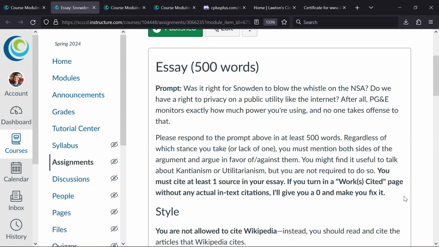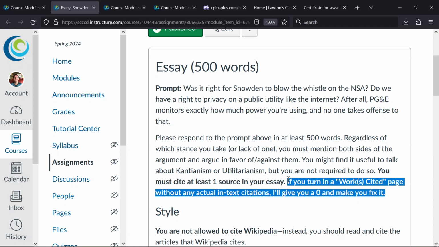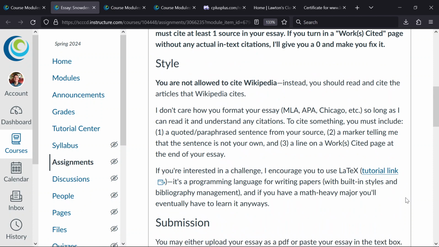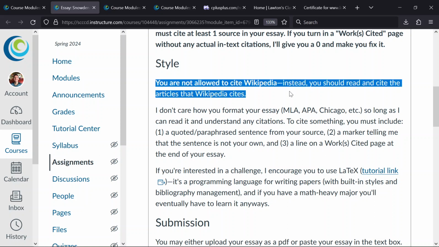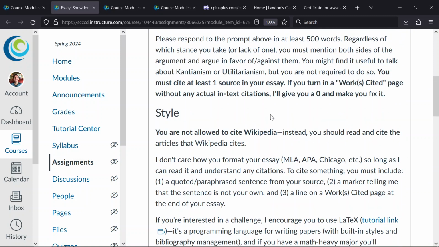All right? So if you turn in a works cited page without any actual citations, then I will give you 0. But I'll let you fix it. All right? Let's see. You're also not allowed to cite Wikipedia like every English class. Just go to the articles that Wikipedia cites and cite those. Okay, that's fine. So yeah, I want you to actually cite something in a way that is understandable.